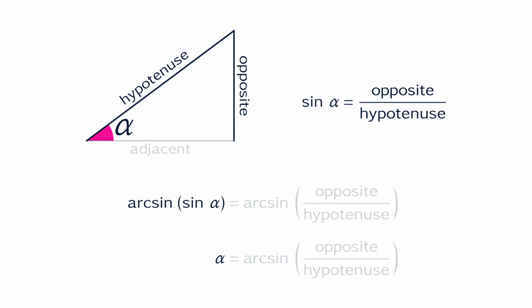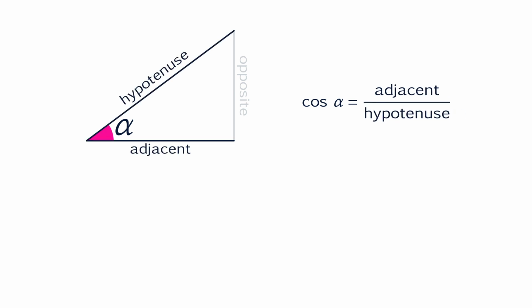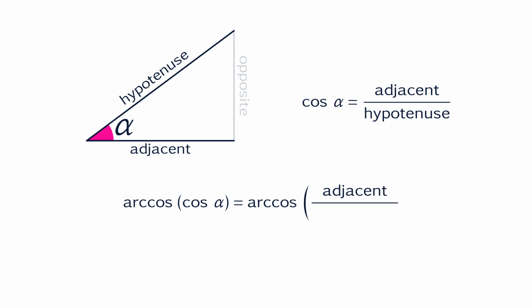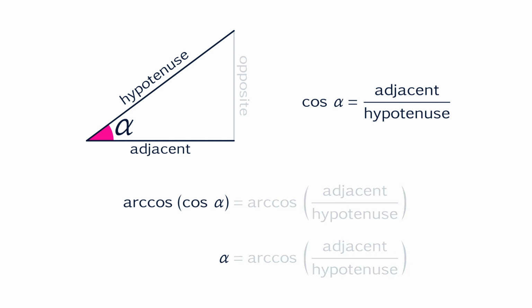Next up, cosine and arccosine. You have that cosine alpha equals the adjacent divided by the hypotenuse. Again, to find the angle you need to solve for alpha, you need to use arccosine because it undoes what cosine does. So, arccosine of cosine alpha equals arccosine of the adjacent over the hypotenuse. And so, alpha equals arccosine of the adjacent over the hypotenuse. So, cosine and arccosine revert each other's actions as well.